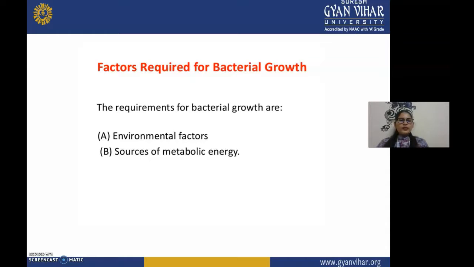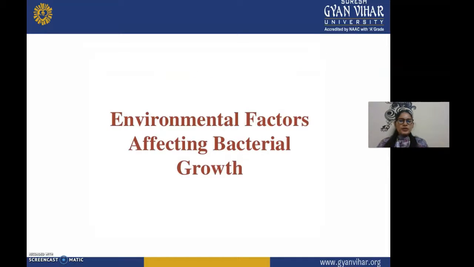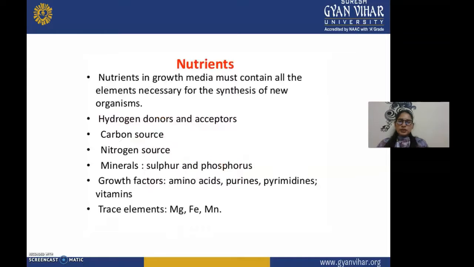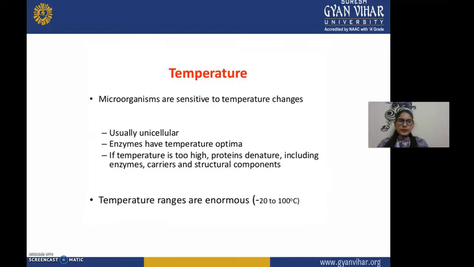Now, factors required for bacterial growth. So, the requirements for bacterial growth are environmental factors and a source of metabolic energy. Environmental factors affecting bacterial growth involve nutrients. Nutrients in the growth media must contain all the elements necessary for the synthesis of new organisms. So, it includes hydrogen donors and acceptors, carbon sources, nitrogen sources, minerals, sulfur and phosphorus, growth factors, amino acids, purines, pyrimidines, vitamins, and trace elements, magnesium, ferrous iron, and temperature.